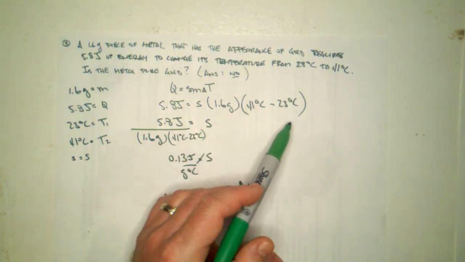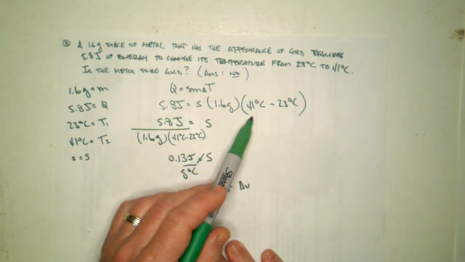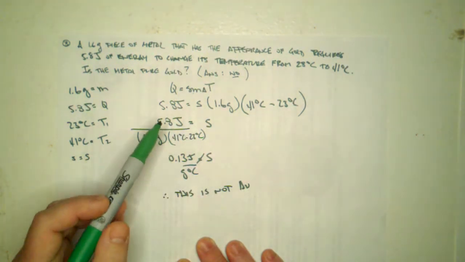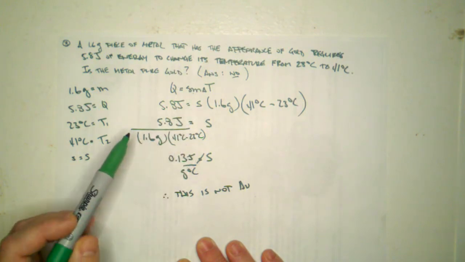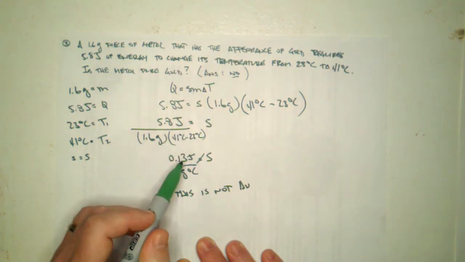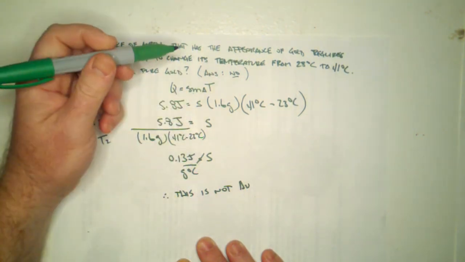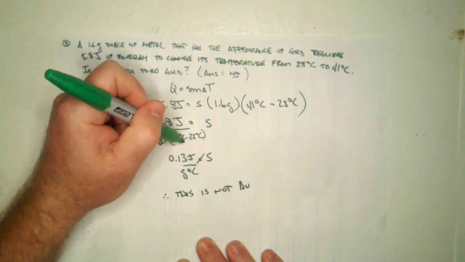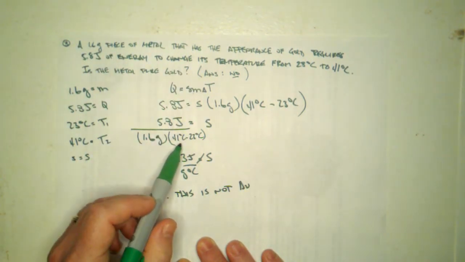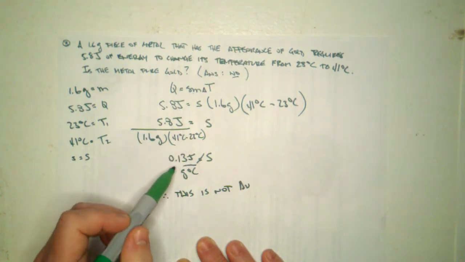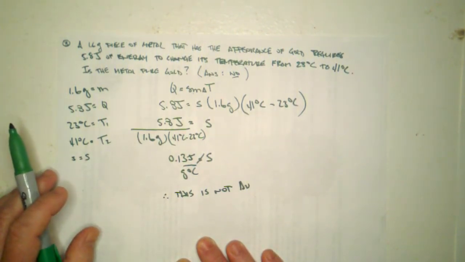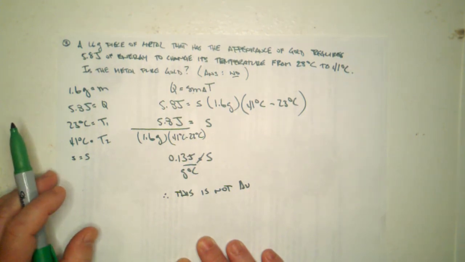Now to solve for this, we've got to divide both sides by 1.6 and 41 minus 23. So we set that all up over here, and then using our order of operations, we work out 41 minus 23, which is, what, 28 degrees C? No, it's 18 degrees C. So then it's 5.8 divided by 1.6 divided by 18 gives you something other than 0.13 joules per gram degree C. So therefore, this can't be gold.